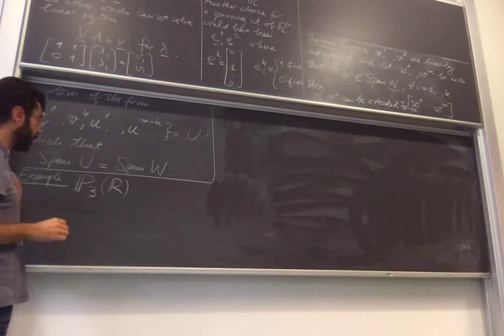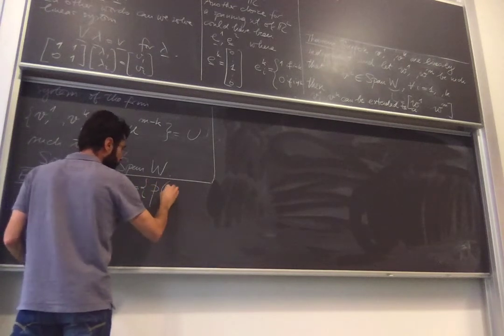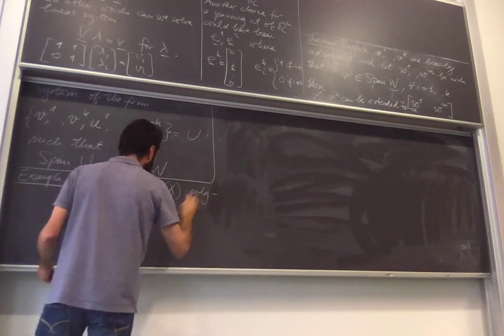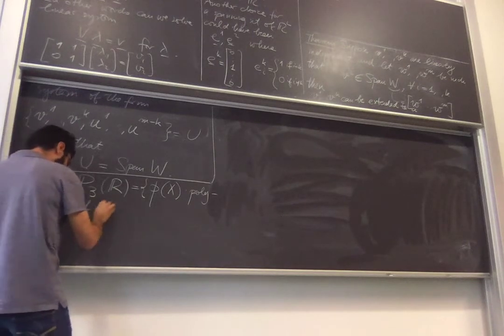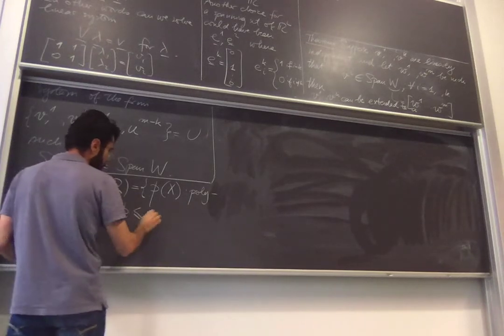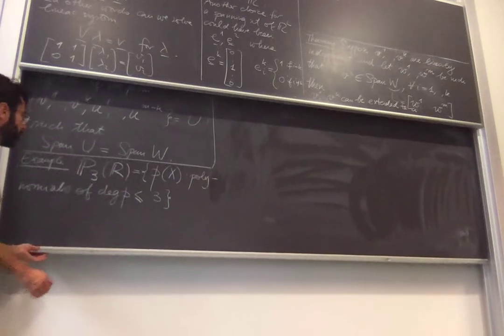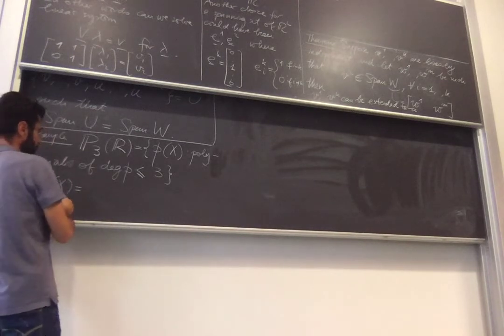P3(R). So this is the set of all polynomials of degree less or equal than 3. Okay. So let me remind you very quickly. How do we sum two polynomials? So what is a polynomial of degree 3? It's an expression of this type.